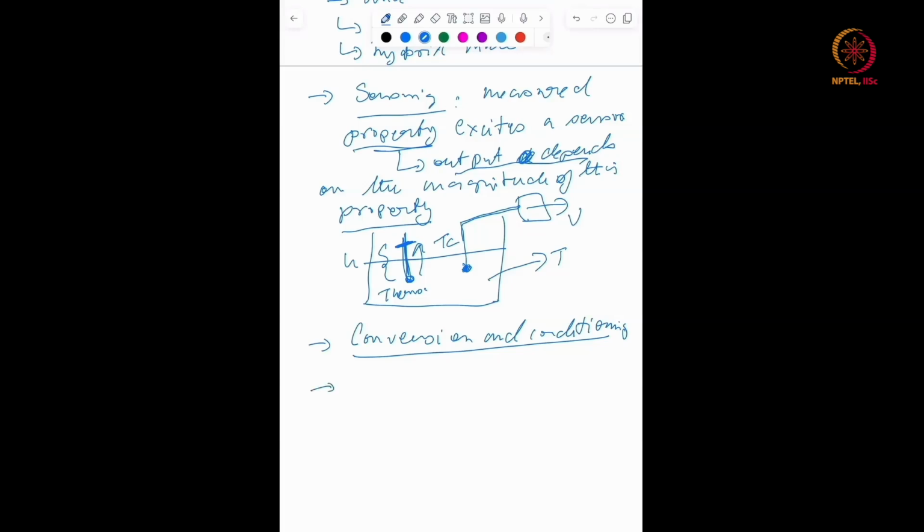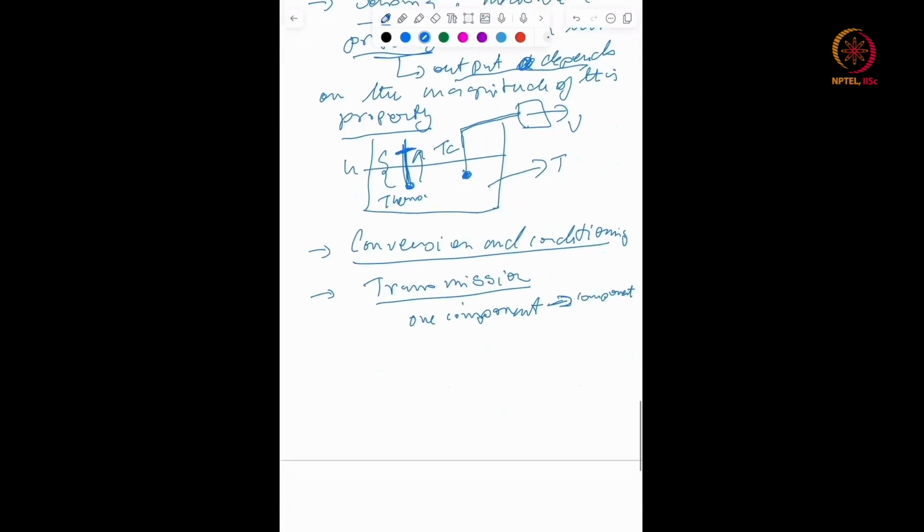Then you have the transmission. Transmission is for transferring the signals from one component to another component. So this is the transfer that happens, and then you have presentation and storage. This is the act in which the output is displayed, stored, and it can also be used for further analysis.